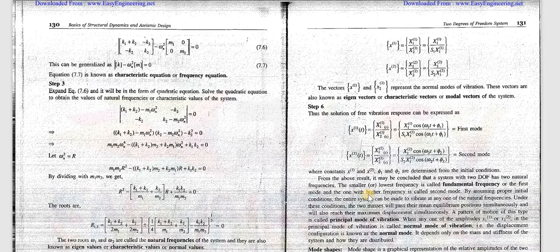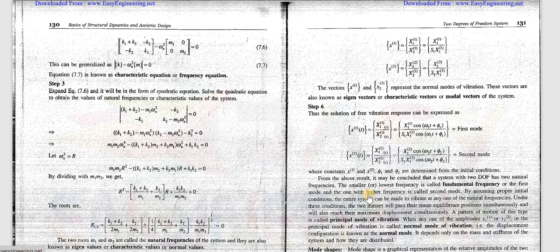Now here, what is our aim? My aim is to find the omega n value, the natural frequency. So if it is a 2 degree of freedom system, there will be 2 natural frequencies. If it is a 3 degree of freedom system, there will be 3. So we need to find each of these natural frequencies.